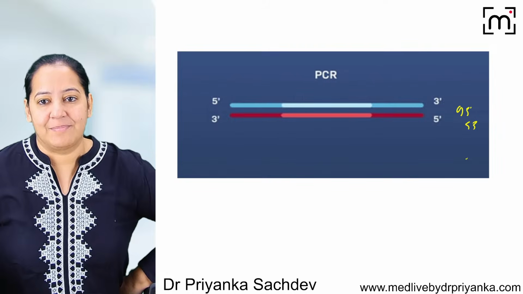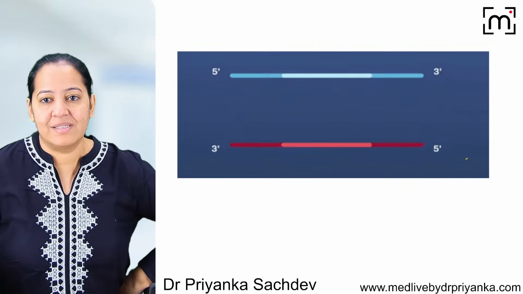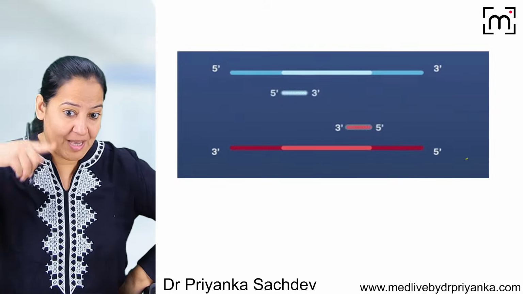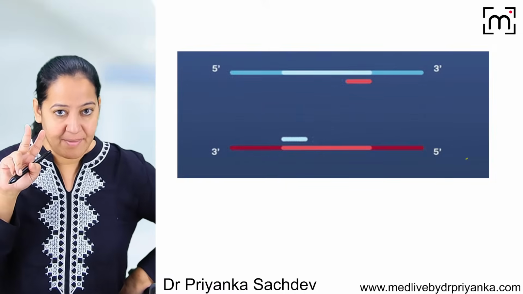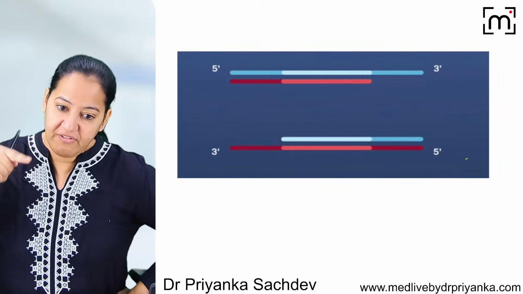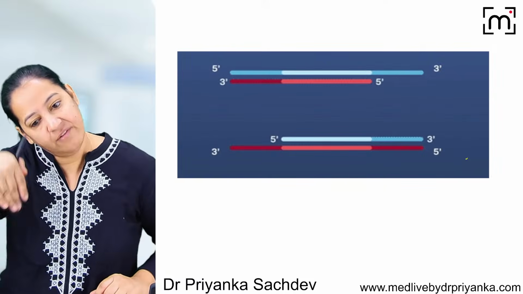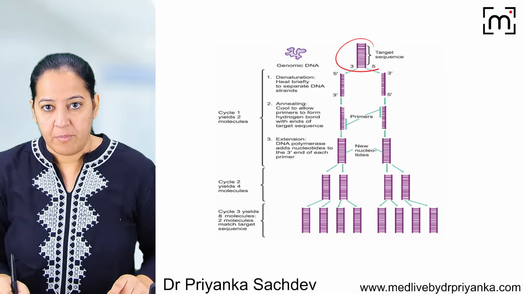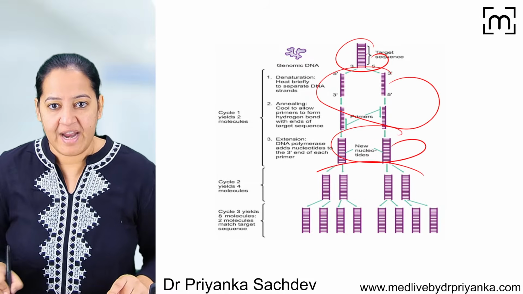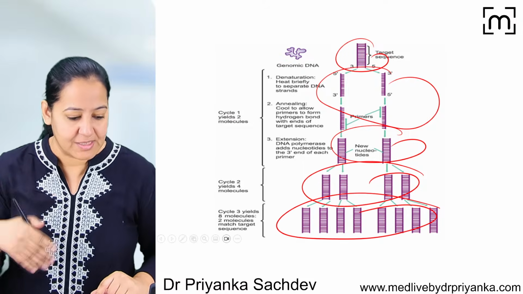So the 3 steps. From the 2 strands, you see, these are the 2 strands which got separated. This is denaturation. Again, see, this is annealing, the second step. And see now extension. So we started with 2, we ended with 4. Now these 4 again will enter the cycle. So from 2, we get 4. From 4, we get 8. From 8, we get 16. The process continues.